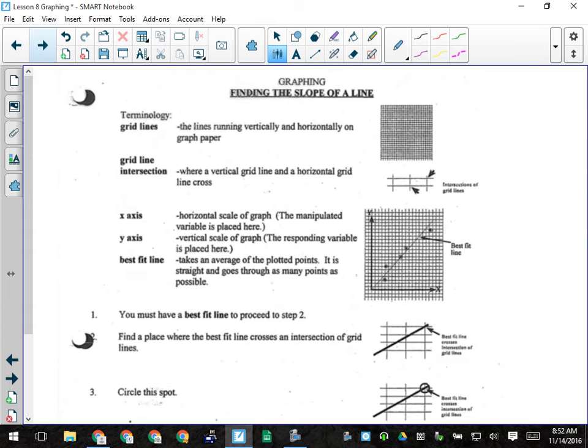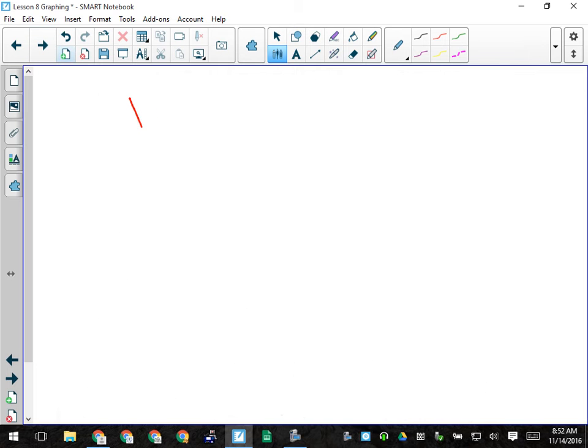Finding the slope of the line. We're going to do something a little bit different now. We're going to use this formula. How many people have used that in math? It's usually about half. Half of you are taking math, half of you aren't probably.